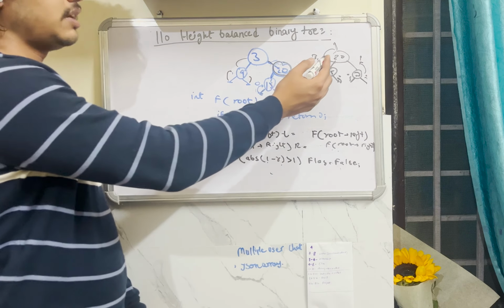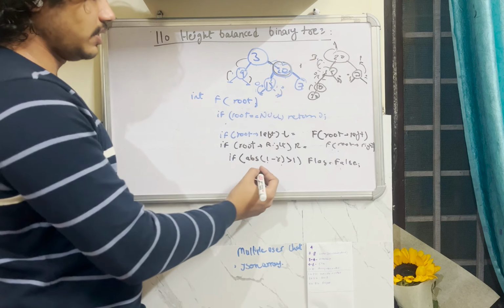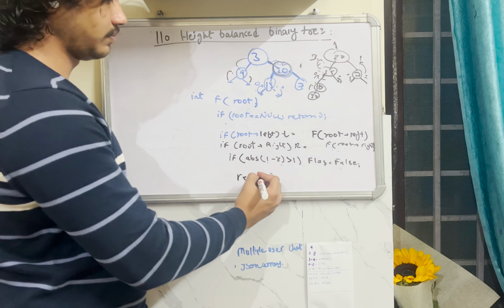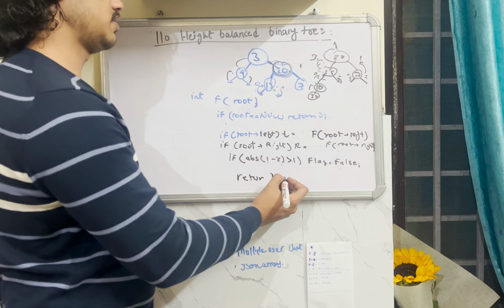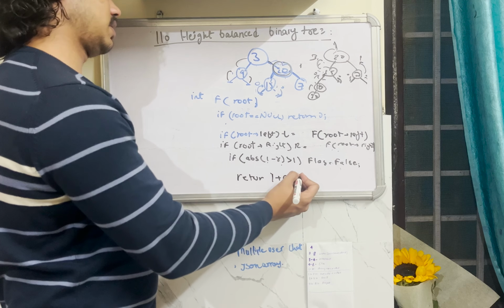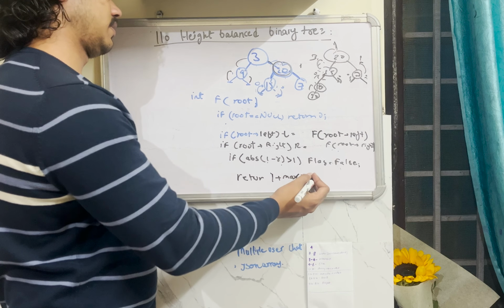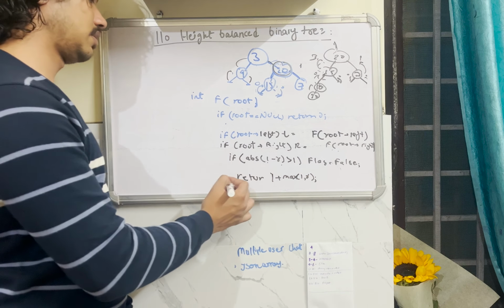So basically it will return 1 plus max of L comma R. Now why L comma R?